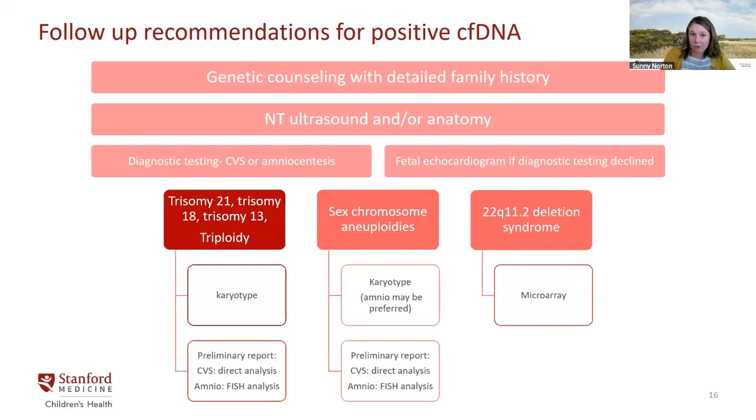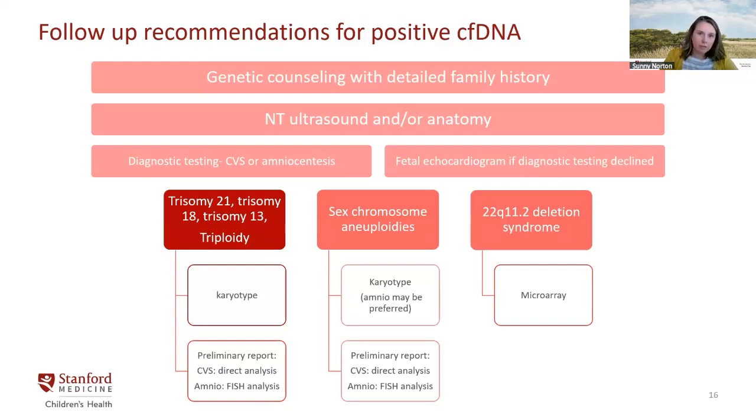For sex chromosome abnormalities, there are some studies that show that there is a higher rate of placental mosaicism, meaning the placenta itself might have cells with extra or missing X or Y chromosomes that are not present in the fetus. We call that confined placental mosaicism. It can happen for any chromosome problem, but we see it a little bit more frequently with sex chromosome abnormalities. And so if we have a positive cell-free DNA result for those conditions, then we might recommend amniocentesis over CVS.